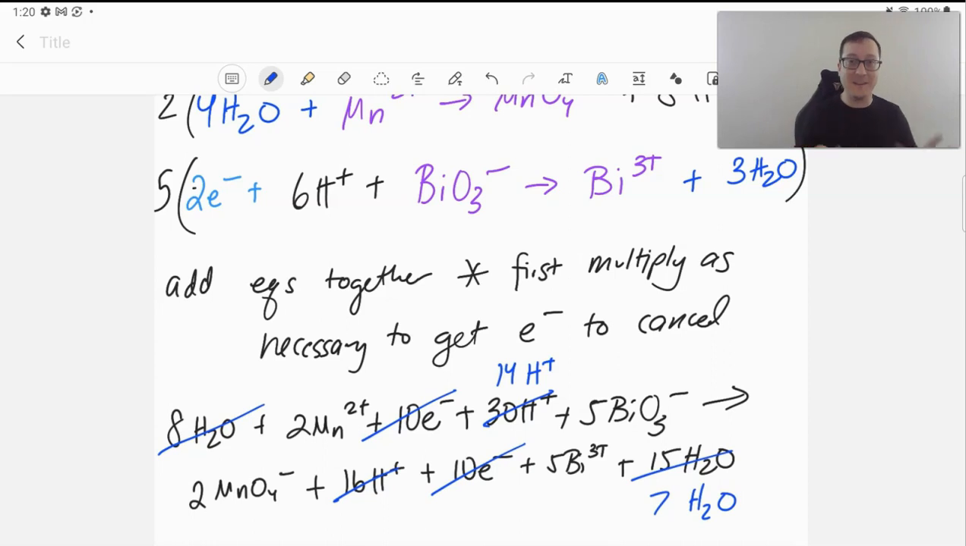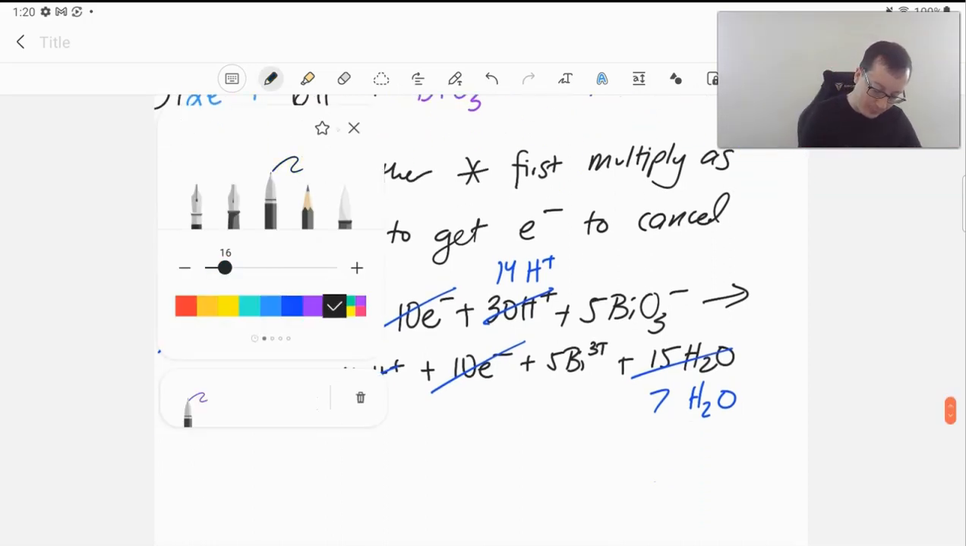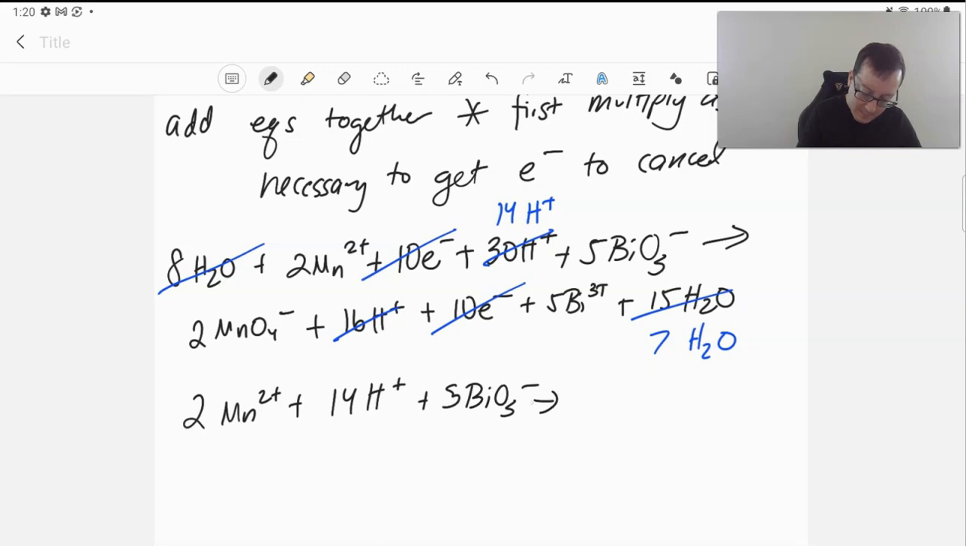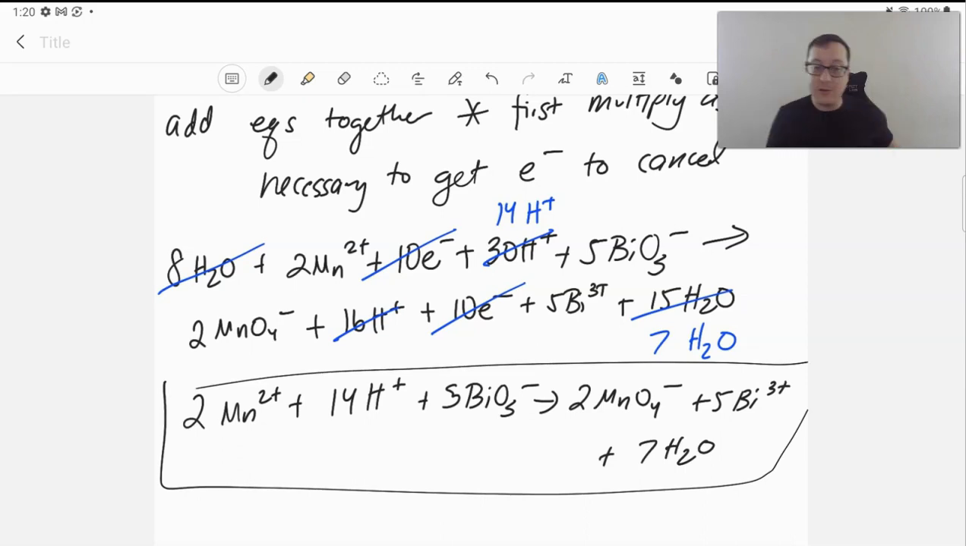So now we can finally rewrite this and be done with this lovely problem. We can have finally 2 manganese plus 14 hydrogens plus 5 of this bismuth thing goes to 2 permanganate plus 5 bismuth 3 ions plus 7 waters. And so that is our overall reaction. And you see how difficult these are to balance? They're not difficult, they're just a lot of steps.